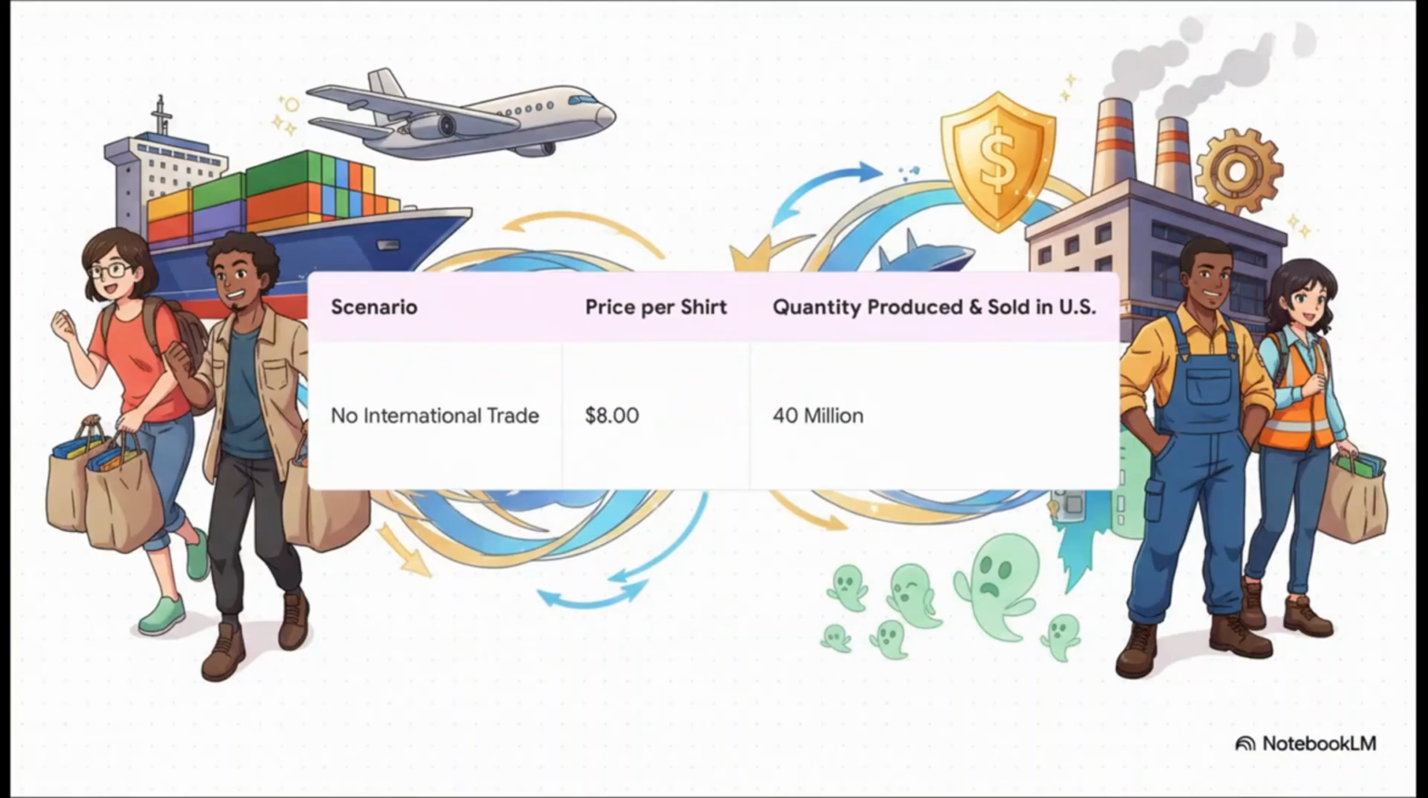All right, so to see how this plays out, let's imagine a world with no international trade at all. We'll call it Scenario 1. In this world, the US t-shirt market is its own little bubble. The price finds a balance right at $8 a shirt. And at that price, US factories make 40 million shirts, and US shoppers buy 40 million shirts. Simple, right? Everything is made and bought right here.